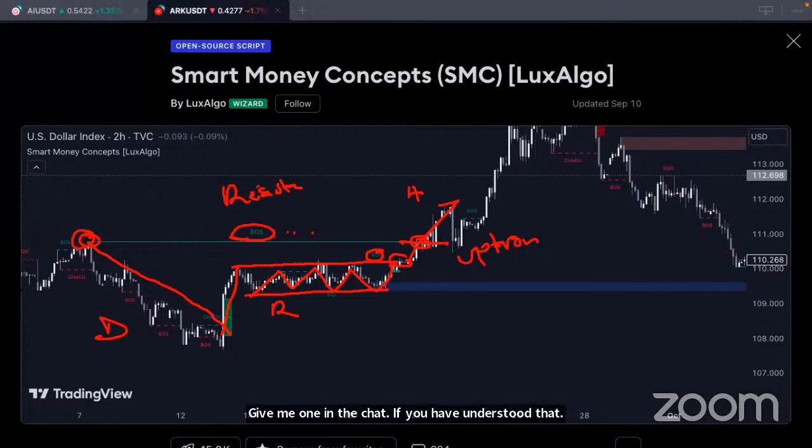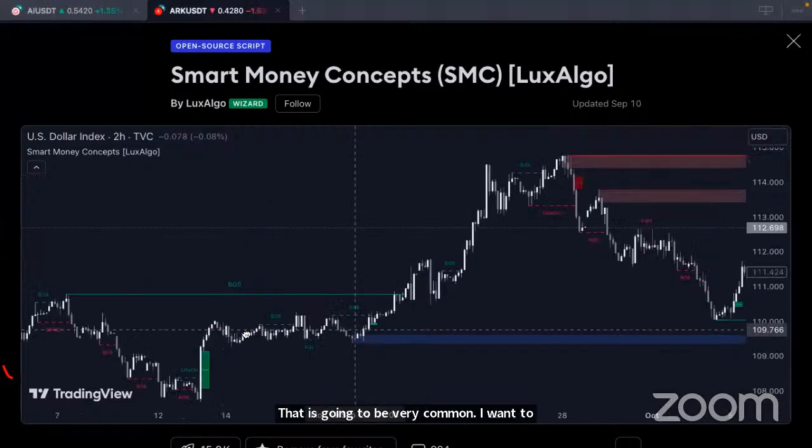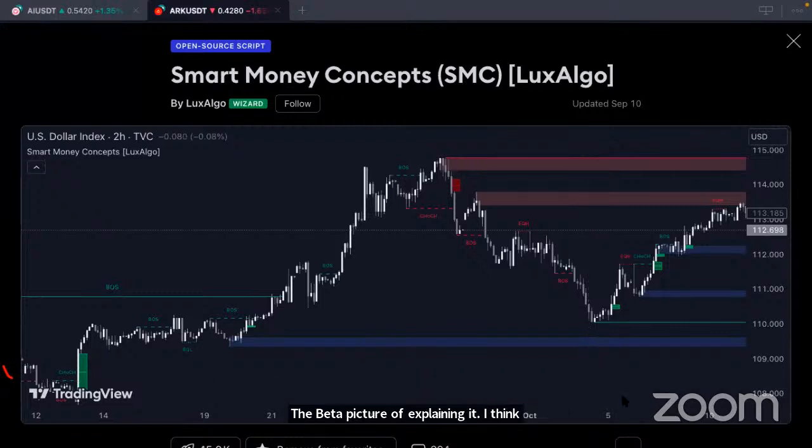And so as a trader now, you know that the coin that was a ranging coin is now on an uptrend. Okay? Next. Now the beauty about indicators is that the indicator will always show you this in the chart. Now, let's go to something else here that is going to be very common. I want to find a better picture of explaining it. I think this is better. Then we are going to go into a live chart.